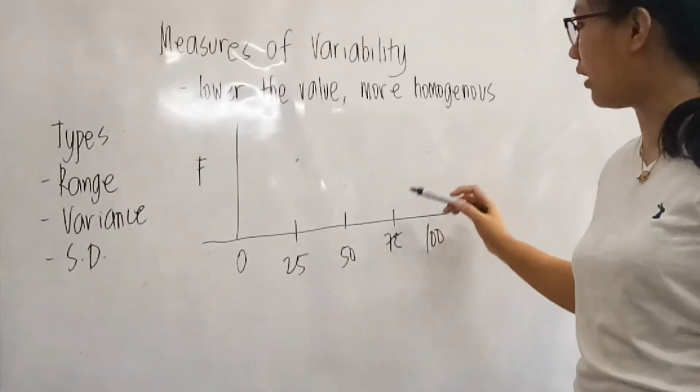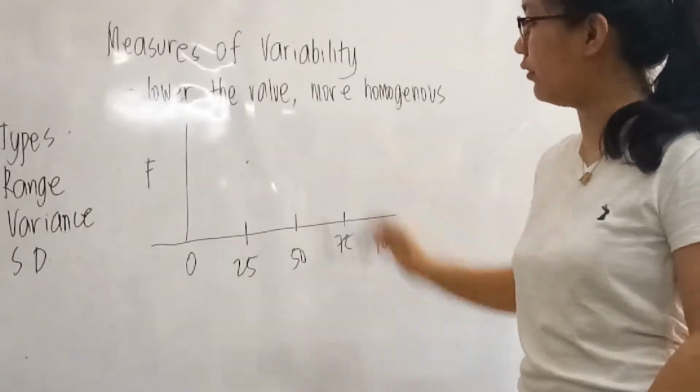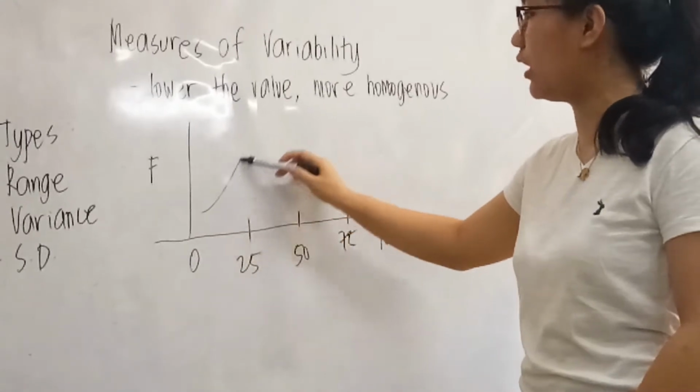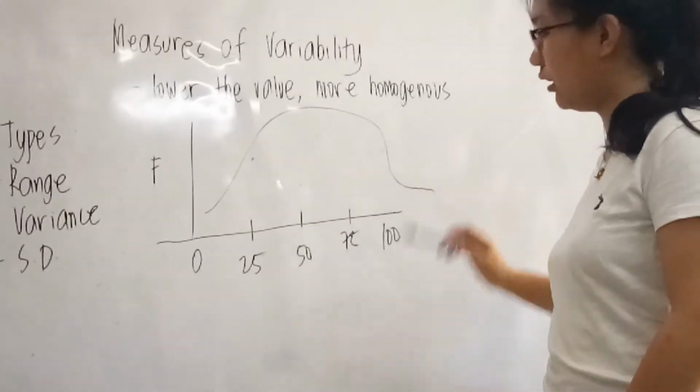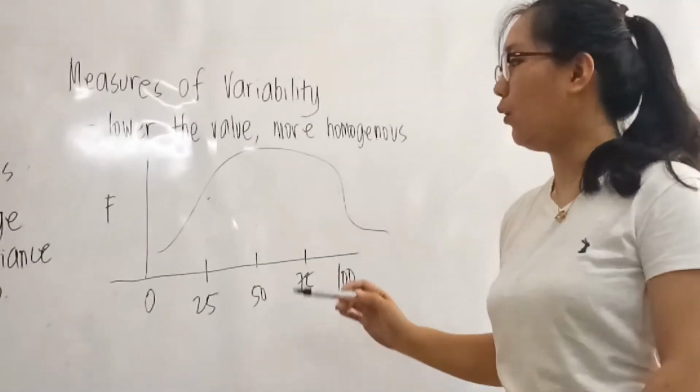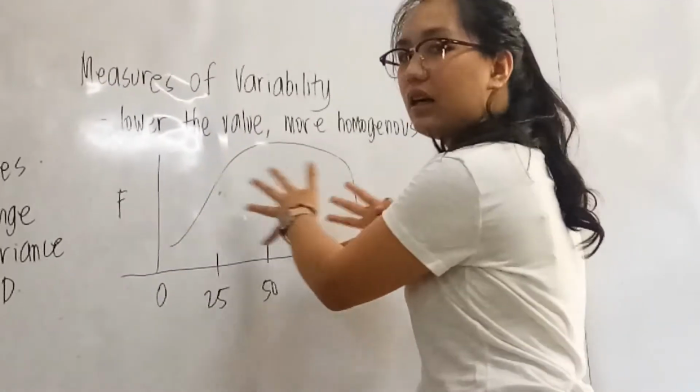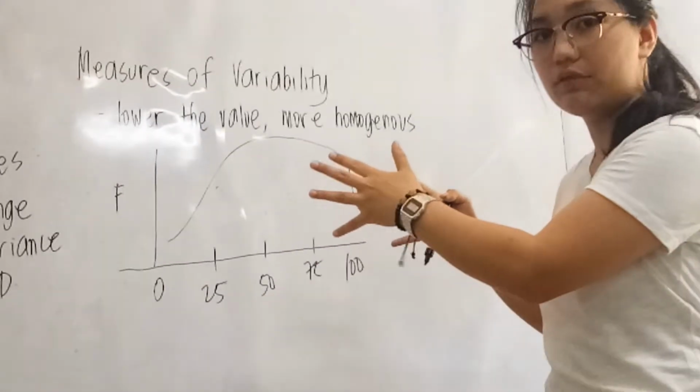So if we try to graph that one using your favorite normal distribution, so kunyari nakaganyan. Ang pangit ng drawing ko, di ba? Okay, so as you can see, the data are actually apart from each other.